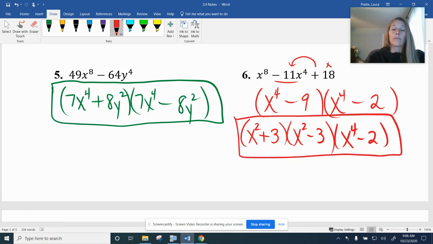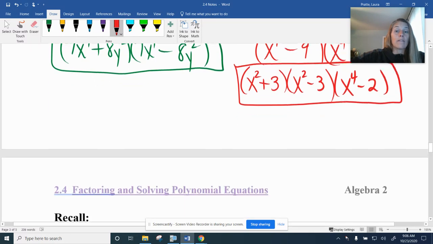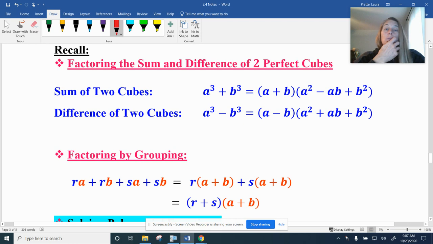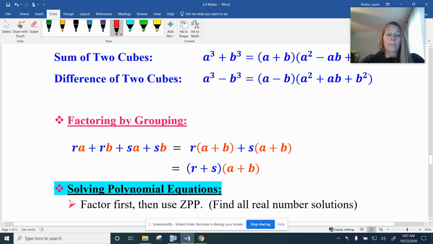And again, notice I have 1, 2, 3, 4, plus 4 is 8, and I had an x to the 8th in the beginning. All right, so hopefully now you see the different ways we can factor these polynomials. So we're now going to use that factorization to help us actually get some solutions. So again, reviewing those 2 patterns or formulas that we looked over in the beginning, the sum or difference of 2 cubes, they're there as a reference, and then factoring by grouping as well.